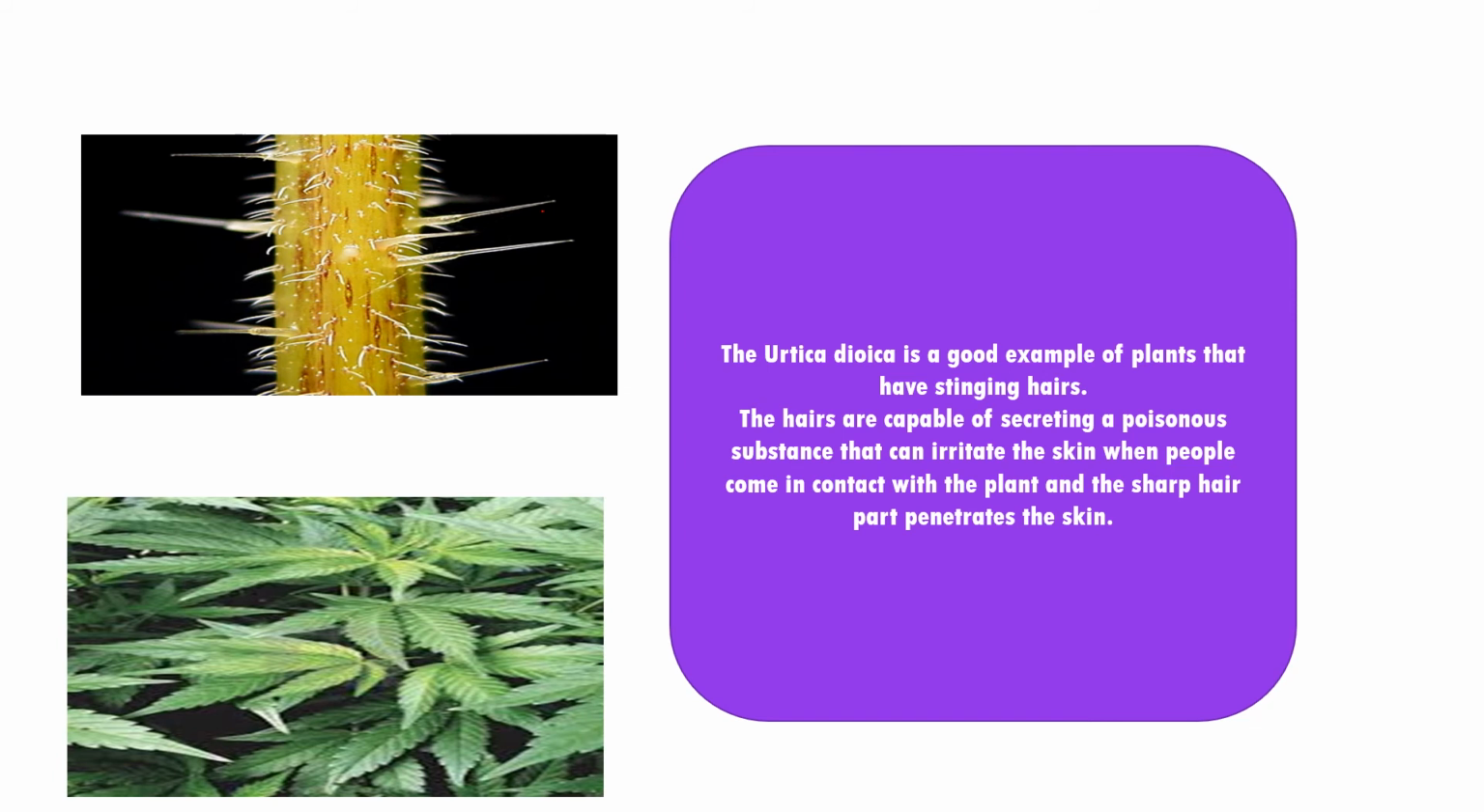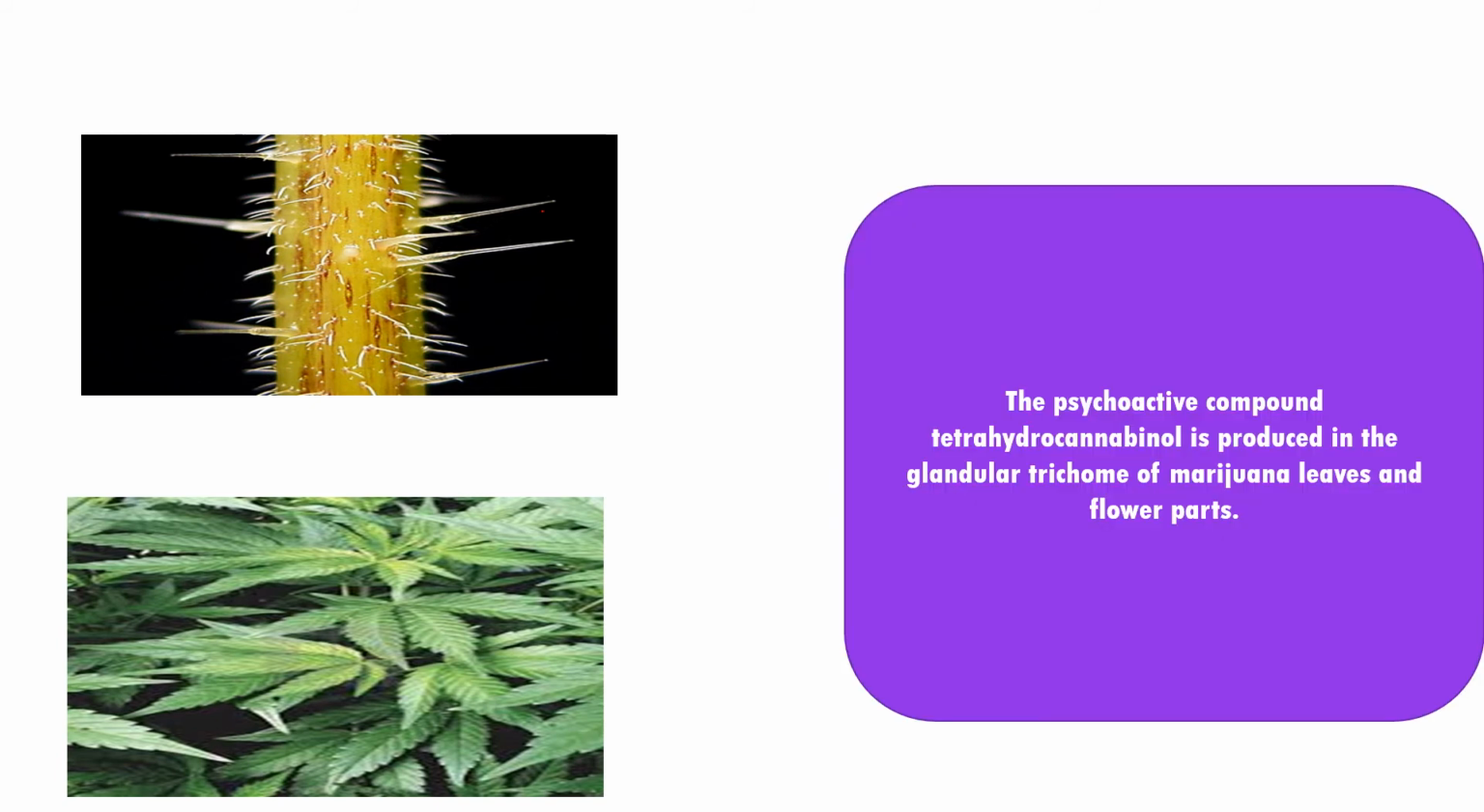When someone comes in contact with this trichome, the upper part penetrates into the skin and the lower part secretes some irritating substance. Another important example of glandular trichome is Marijuana, where the trichome of leaf and flower secretes some kind of psychoactive substance which is called tetrahydrocannabinol.